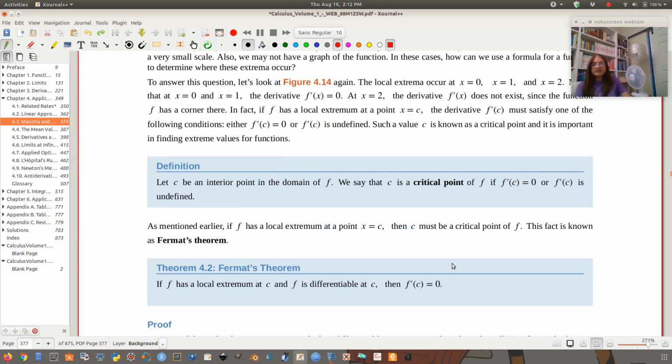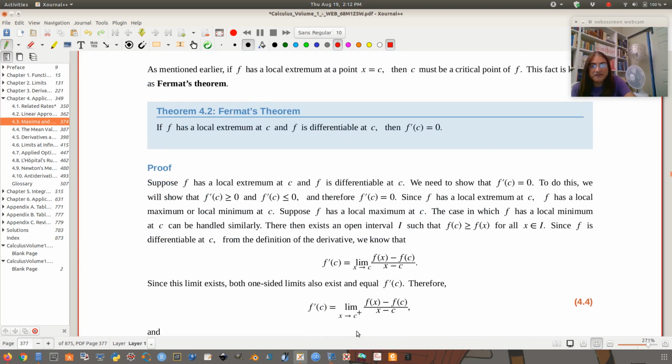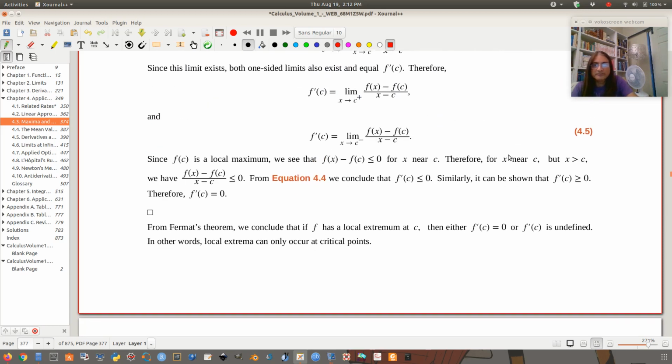So c, if it's an interior point in the domain of f, is a critical point of f if the derivative of the function there is equal to 0. And if f is a differentiable function, from Fermat's theorem, if f has a local extremum at c and f is differentiable, then that point will be a critical point. Okay, because otherwise the slope would be positive or negative, and then you would find a point where the value would be greater and a value that would be lower, right? So the derivative has to be equal to 0.